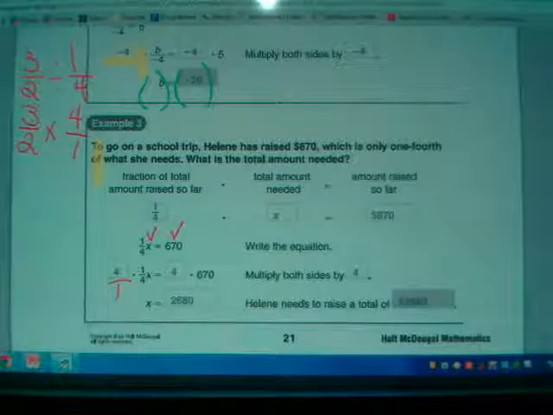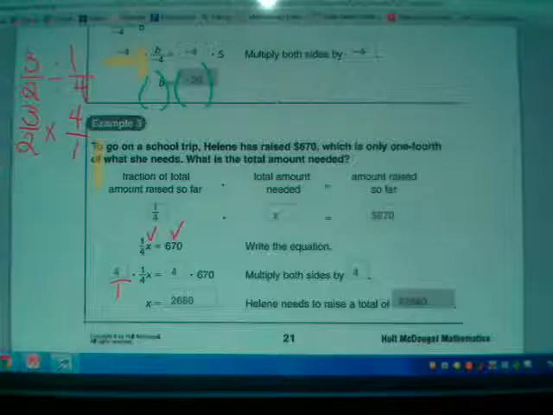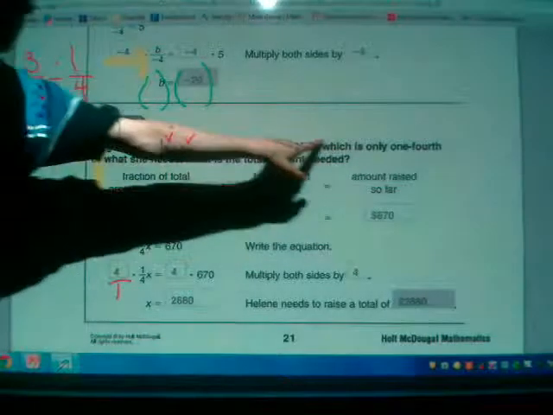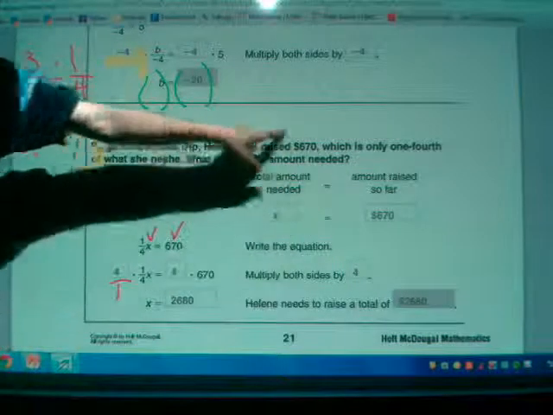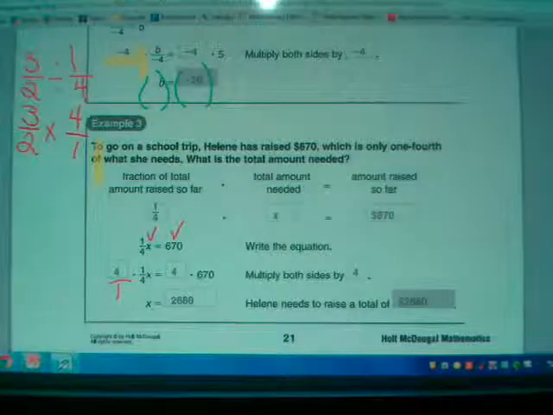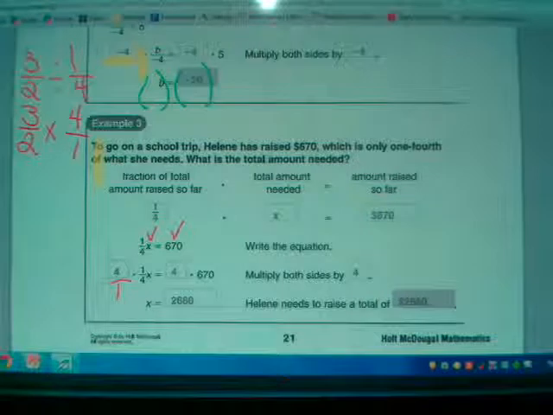So we now know, in the context of the problem, remember the question was, what is the total amount needed? Helene needs $2,680 to raise all the funds that she needs.